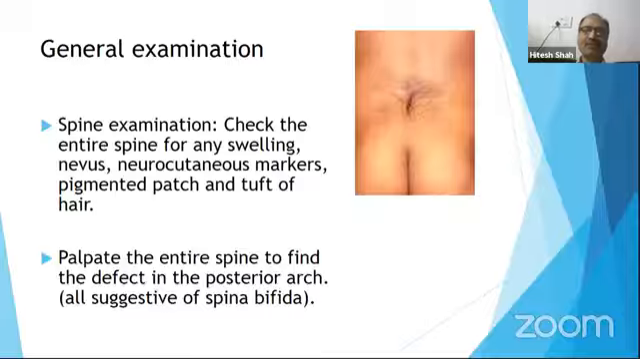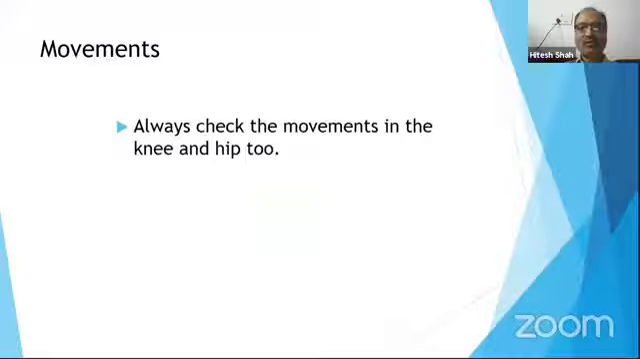Another important point for the underlying neurological disorder: the size of the foot. If it is asymmetrical, always think about a neurological case. Whenever we suspect any foot deformity, always palpate the spine from top to bottom. Palpate the spinous process, because many times it may be missed, and the sign may be subtle. Another important question: why do we need to check the hip and knee?